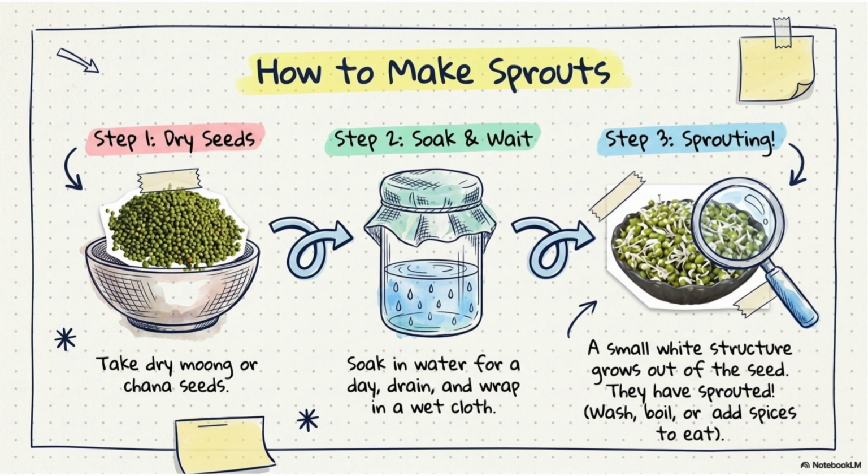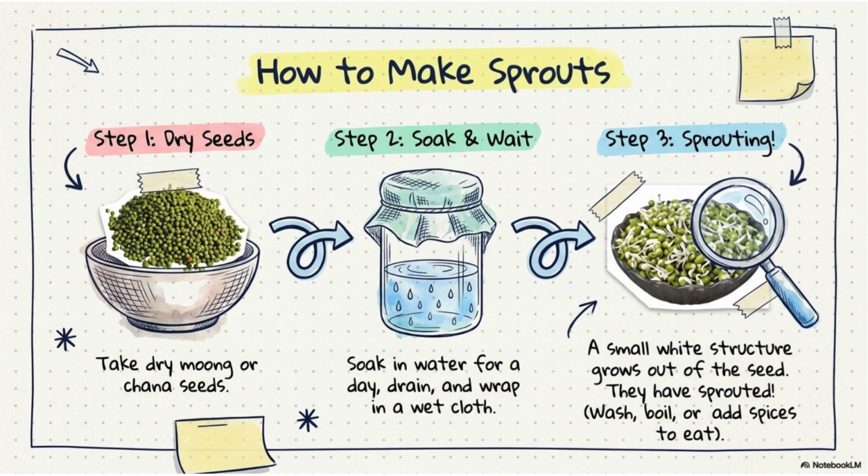Slide 6. Now I want to show you a really fun science trick you can try at home called sprouting. You can actually bring dry seeds back to life. If you take some dry mung or chana seeds, soak them in a jar of water for a day, drain the water and wrap them in a wet cloth.